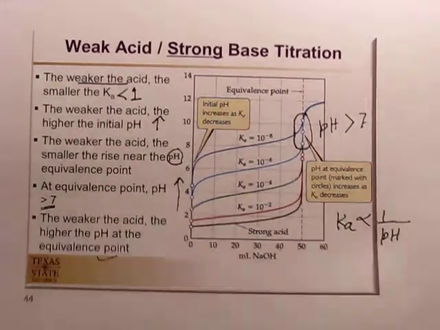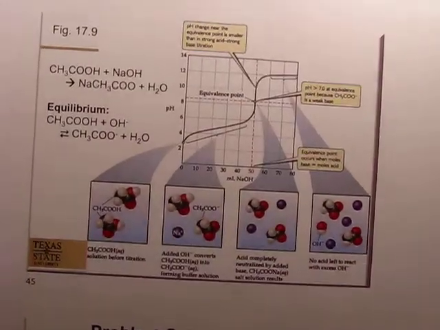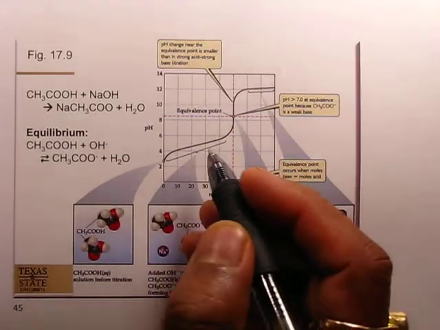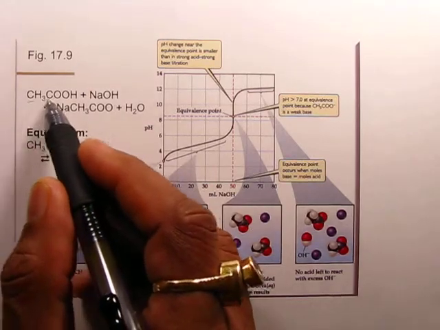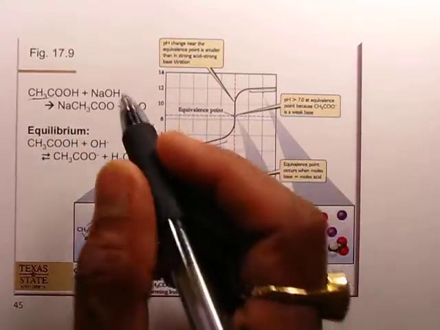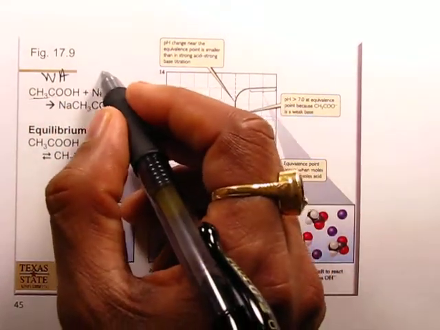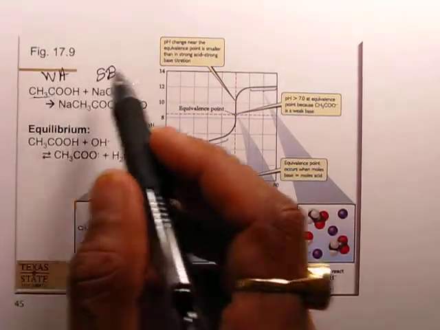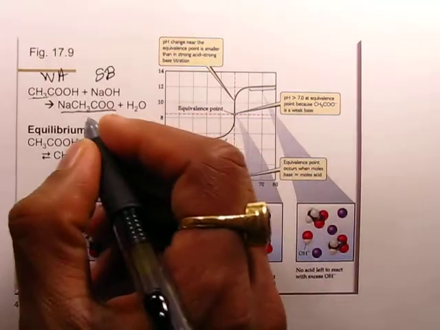Next is how we are going to record the pH for weak acid and strong base titration. Look at this graph, where we are going to do a titration of acetic acid. This is the weak acid, and NaOH, sodium hydroxide, is a strong base, right? This is the titration between the weak acid and strong base, and we are going to generate sodium acetate, which is a salt, and water.